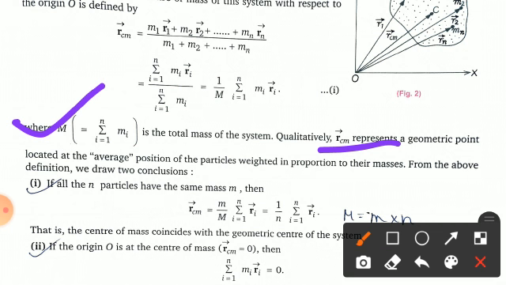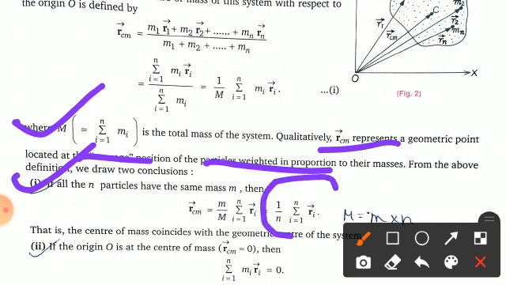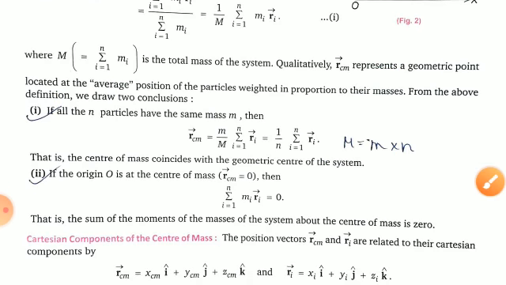Qualitatively, vector RCM represents the geometric point located at the average position of the particles weighted in proportion to their masses. From the above definition, we draw two conclusions. The first one: if all the n particles have the same mass, then we can write 1 upon n times summation of Ri vector. That is, the center of mass coincides with the geometric center of the system. Clear?